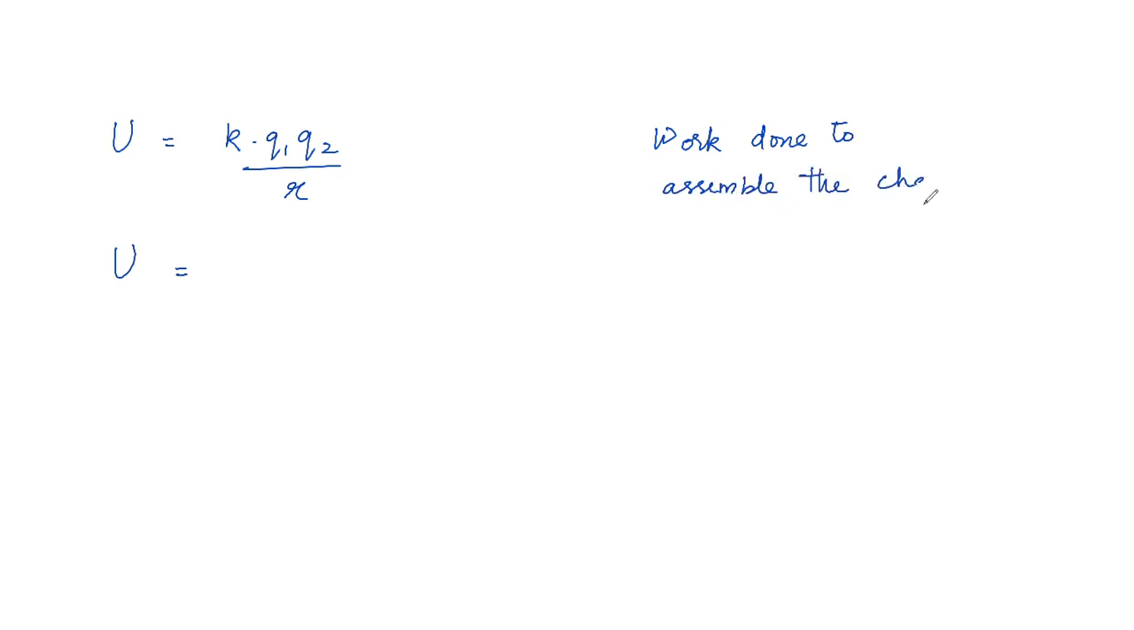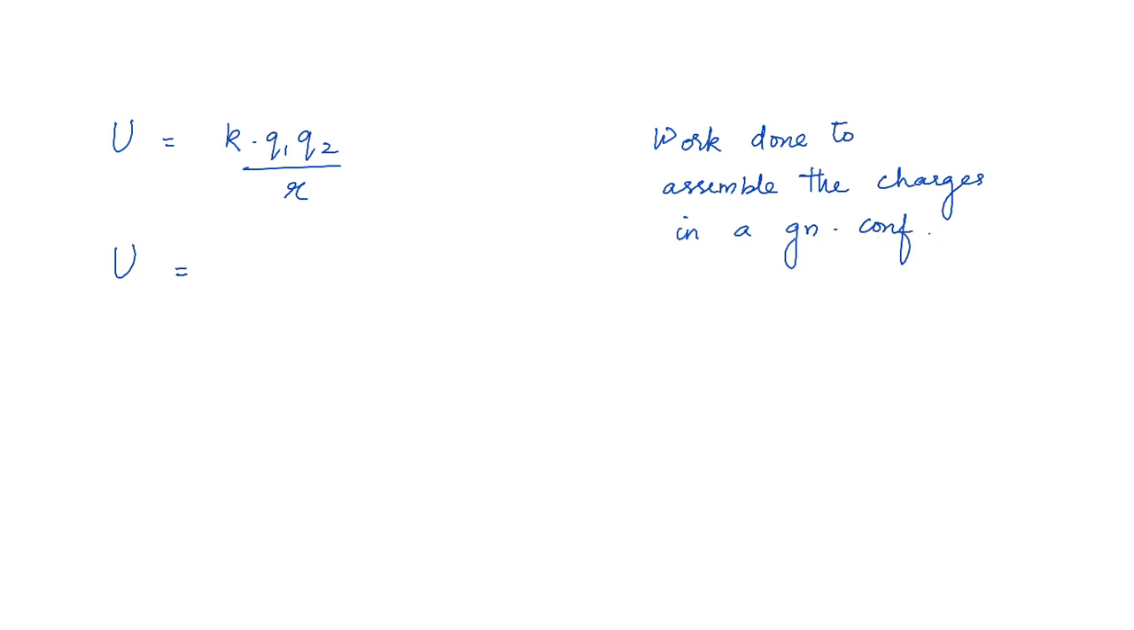Chalo, so let's move on now. So now comes our concept of U is equal to K Q1 Q2 by R. So this is going to be for a two charge system. Suppose if I am going to have three charges, please understand that this is the work done to assemble the charges in a given configuration.